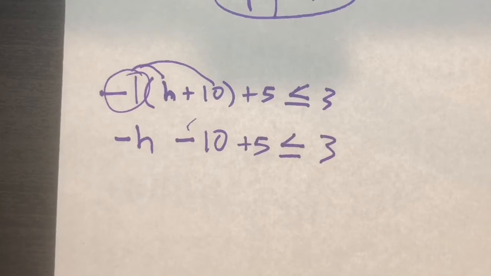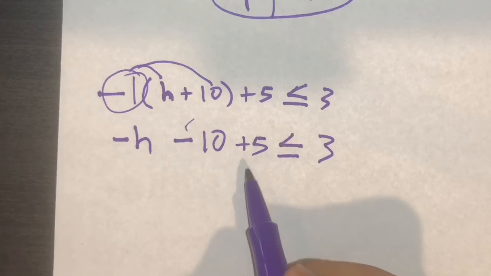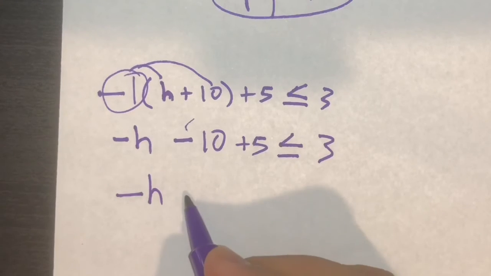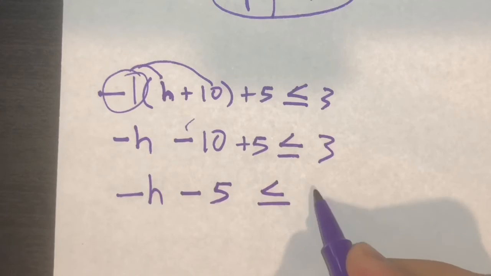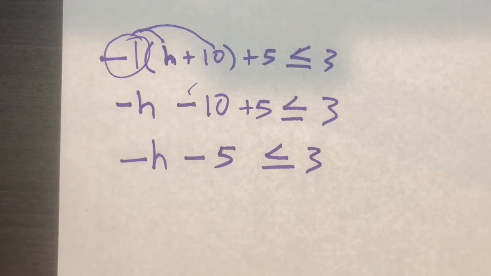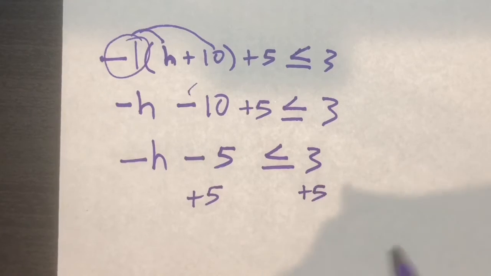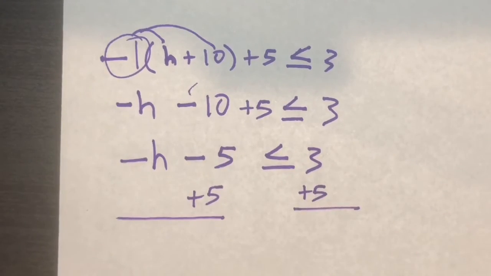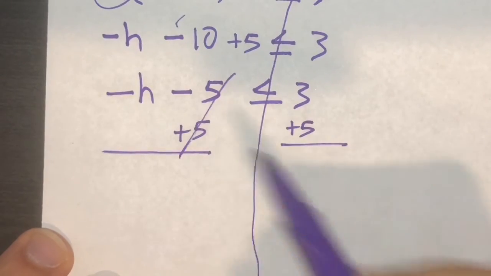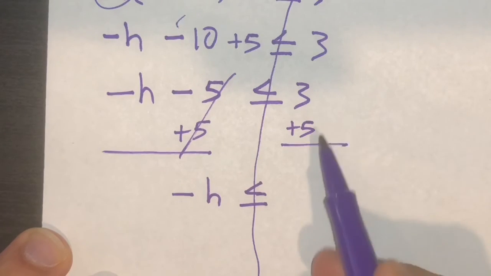Okay, and then now we're going to combine like terms. So we have a negative 10 and a positive 5. So negative h comes down, negative 10 plus 5 is negative 5, and we just keep going. Now we're going to have to go to inverse operations. So we're going to add 5 to both sides. Okay, so these 5's cancel out, so we're at negative h less than or equal to 3 plus 5, 8.